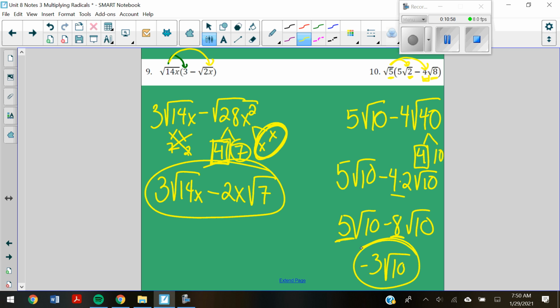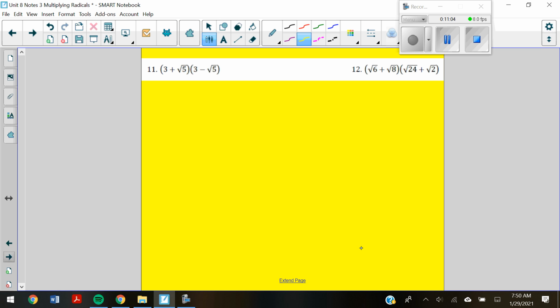All right, again, pause the video, rewind the video, email me, reach out, let me know. Our last two problems here involve two binomials being multiplied. So here, we either want to FOIL or use the box method. I personally like FOIL, that's just what I grew up with, but you are free to do the box method.